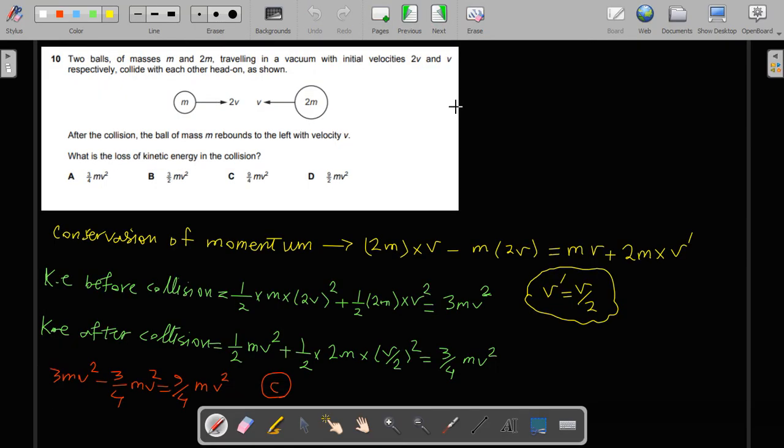Question 10. Two balls of masses m and 2m traveling in a vacuum with initial velocities 2v and v respectively collide with each other head-on as shown. After the collision, the ball of mass m rebounds to the left with velocity v. What is the loss of kinetic energy in the collision? So, they collide head-on. But in this question, it is not perfectly elastic. That's why kinetic energy is not conserved. But conservation of momentum is always true, while conservation of kinetic energy will not be true if the collision is not perfectly elastic.